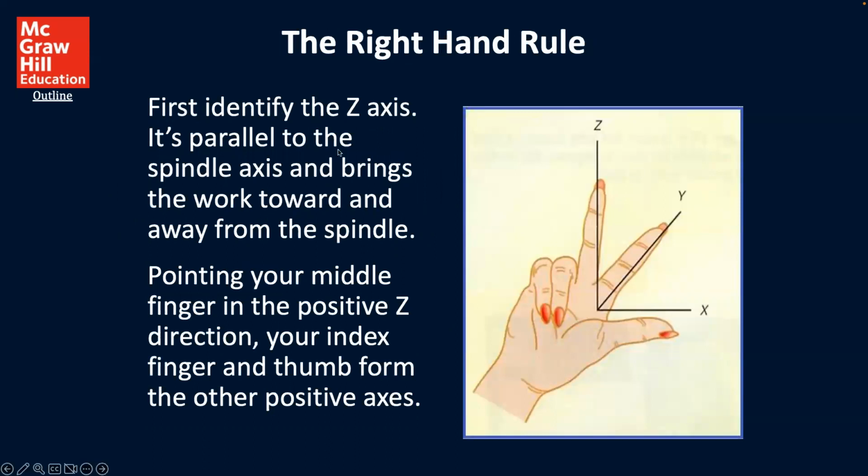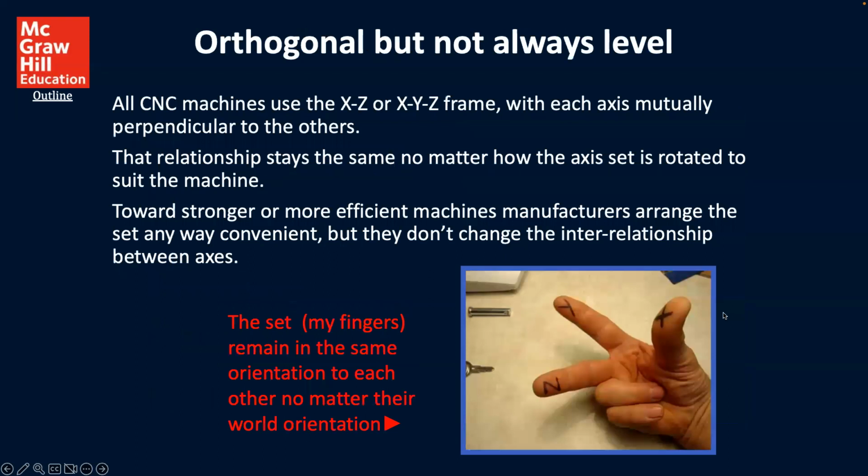Here's a nice way to think about it: first, identify the Z-axis. The Z-axis is your middle finger. It's parallel to the spindle axis and brings the work together with or away from the spindle. Pointing your middle finger in the positive Z direction, your index finger and thumb form the other positive axes. We can see it's labeled there. Here's another one. You could actually do this if you want, write on your fingers to give you another sense of what it is.